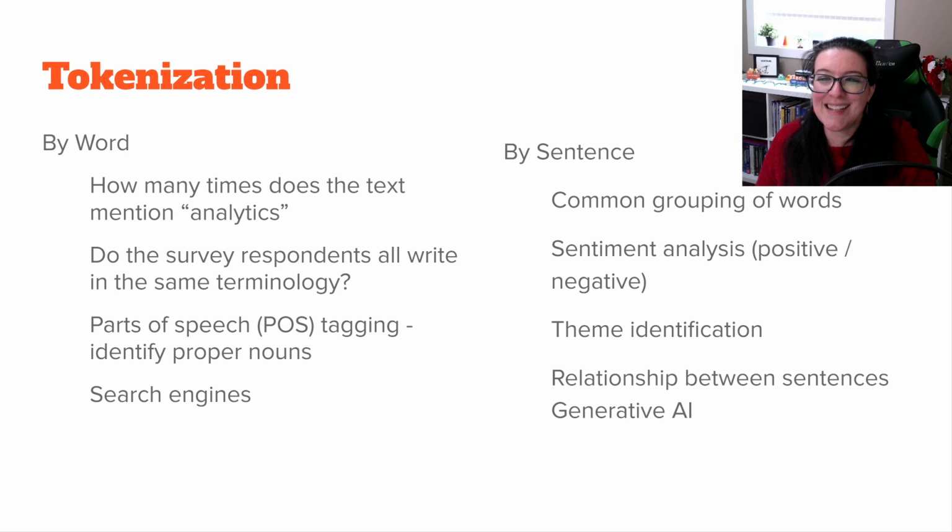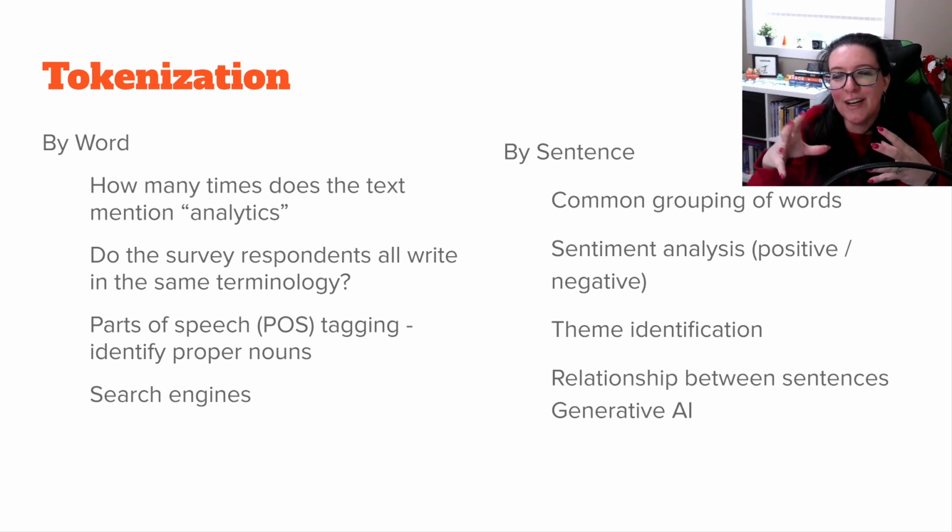This would be used in sentiment analysis, so we could look at words together, and this would tell us if people feel more positively or negatively. Sentence tokenization also helps with theme identification. In a sentence, we look at the relationship of words with each other. And then as we expand that to relationships between sentences, we start to get into generative AI, ChatGPT.